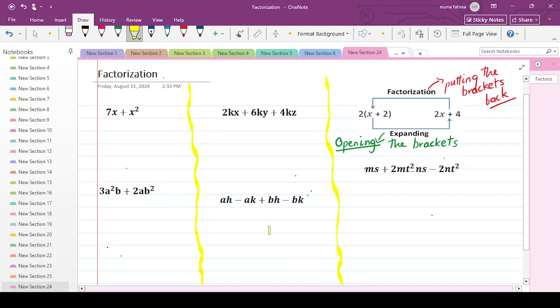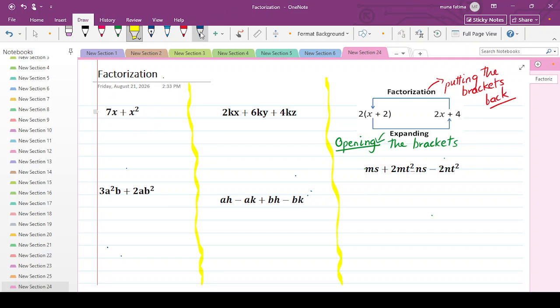Alright, as we can see in this diagram, factorization is putting the brackets back and it is the opposite of expanding, that is where we open the brackets. You can see we have 5 different expressions and we're going to factorize them one by one, starting with the very first one.